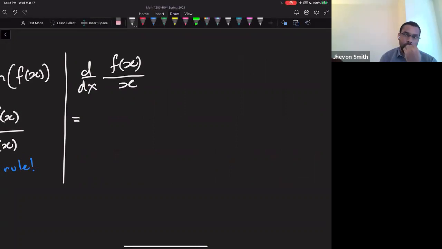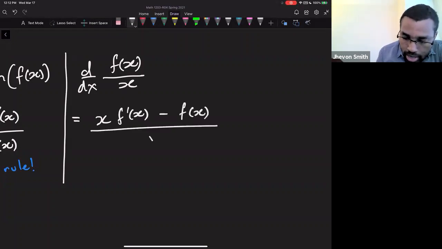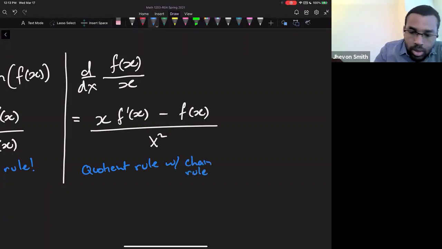So I would apply the quotient rule here. And how would it actually look to write down the needed expressions? Is it f prime of x times x minus f of x over x squared? Right. And that's by quotient rule with chain rule. Okay.